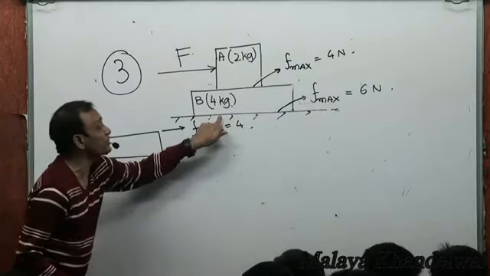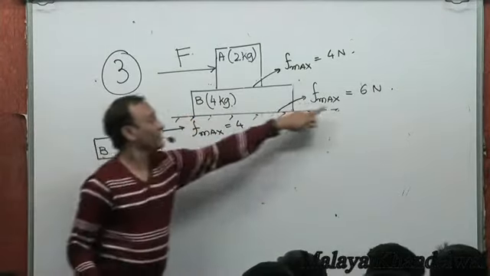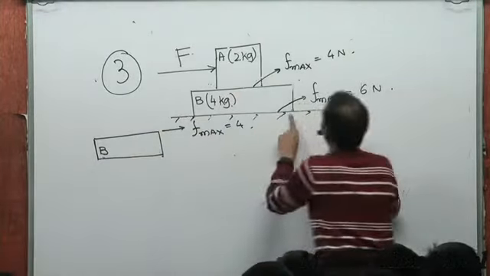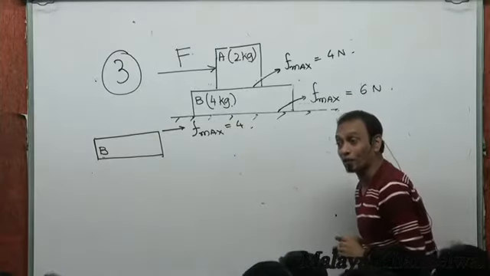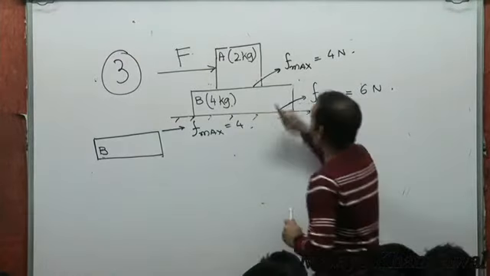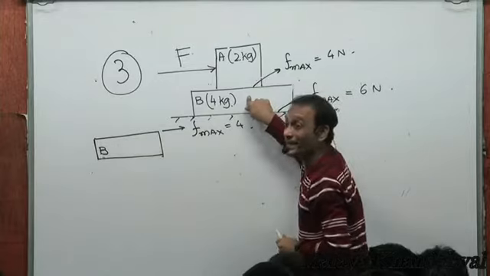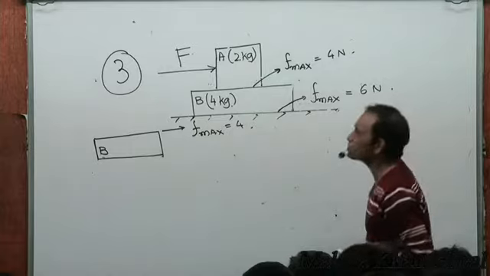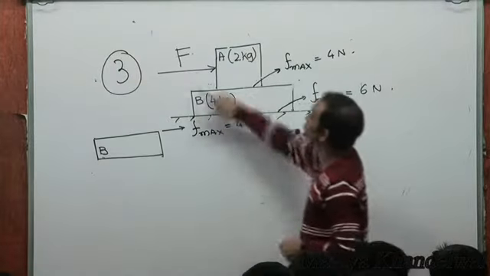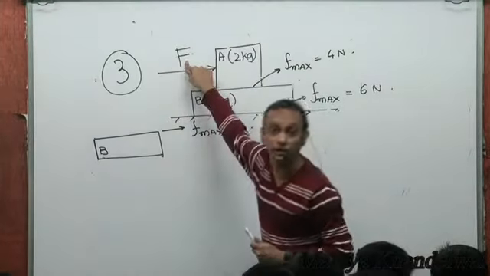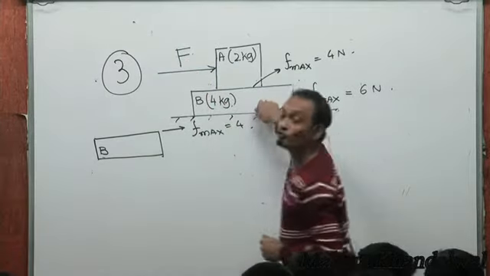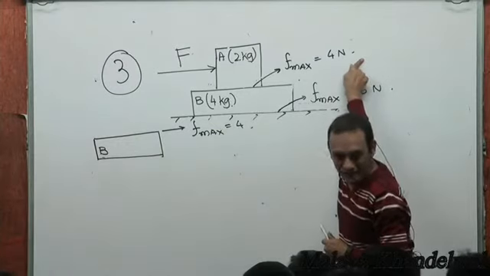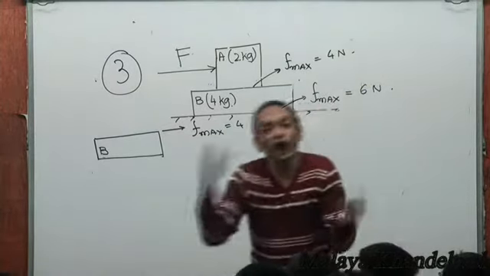Is it good enough to drive B on the ground? It's not good enough, because for B to be driven on the ground, a minimum of 6 newtons is required. So until and unless A can apply on B at least 6 newtons or more, B will not move on the ground. So in this case, Hercules comes and applies a force F equal to 10 to the power 10 to the power 10 newtons. Will B move on the ground? No, because the frictional force will still not exceed 4 newtons. Yes or no? So B will not move at all.